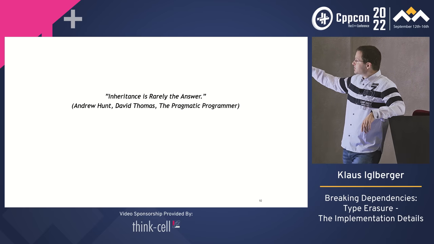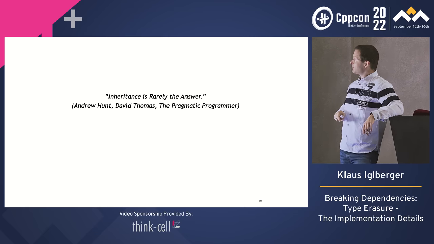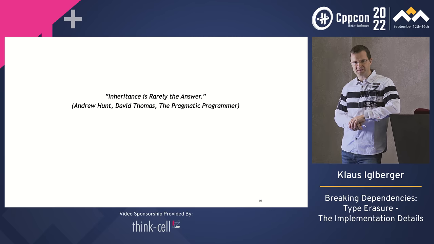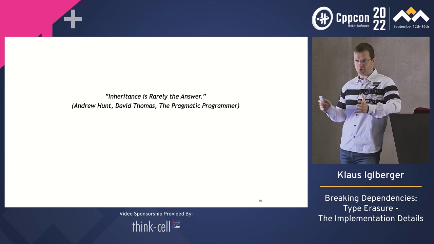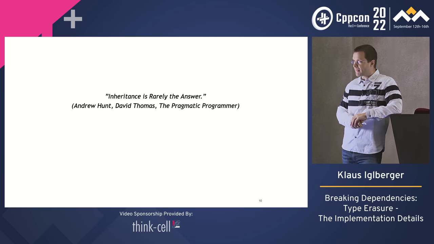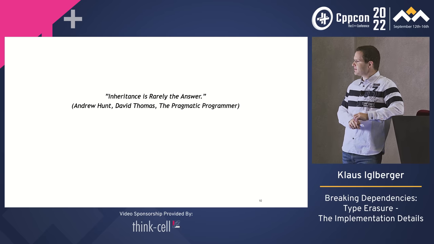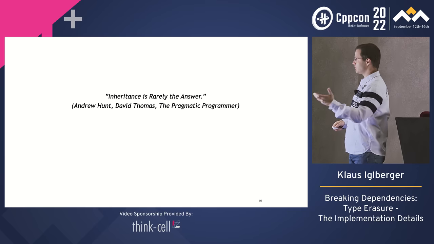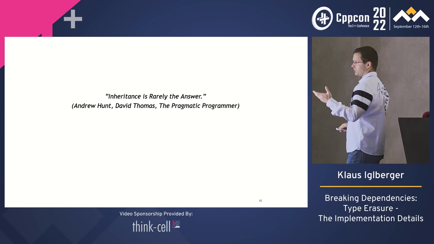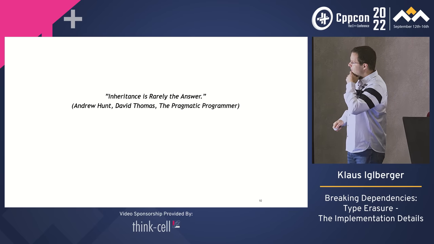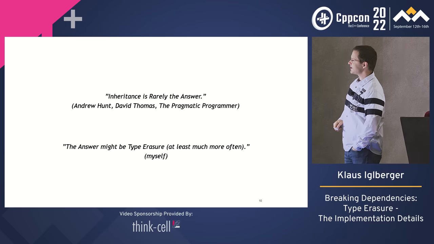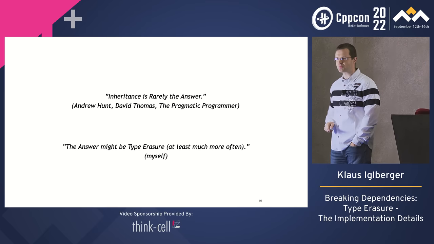The interesting thing about this quote is that the Pragmatic Programmers actually don't talk about C++. This is a book on all programming languages, general programming, and I believe they're absolutely correct. Also, design patterns, even the classic ones, actually do not really benefit from inheritance, but mainly from, for instance, composition. But I believe that perhaps type erasure might be an answer, at least much more often.